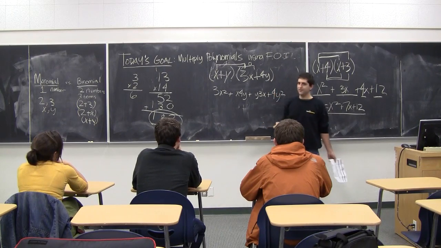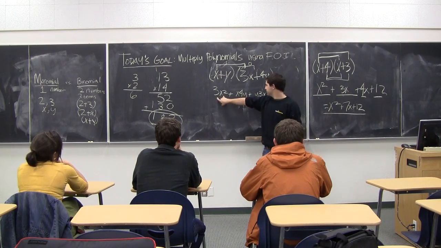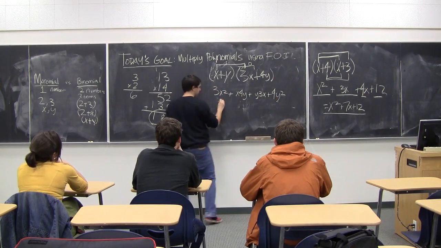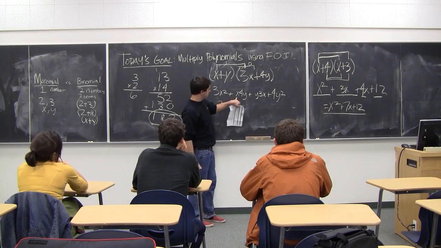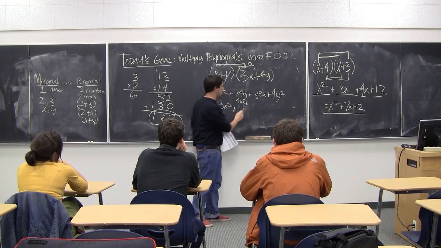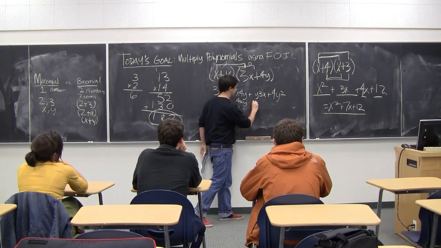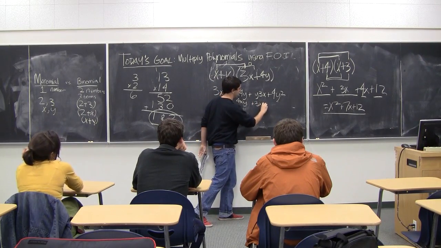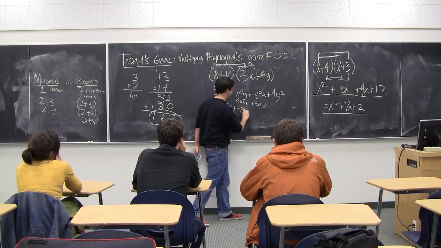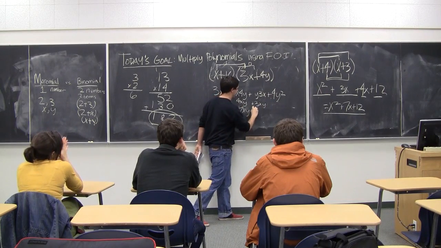So now we need to see if we have any like terms to combine. 3x squared, I don't think we can combine that with anything. And then this term, which could be rewritten as 4xy, can be combined with this, 3xy, and that'll give you 7xy. And 4y squared.